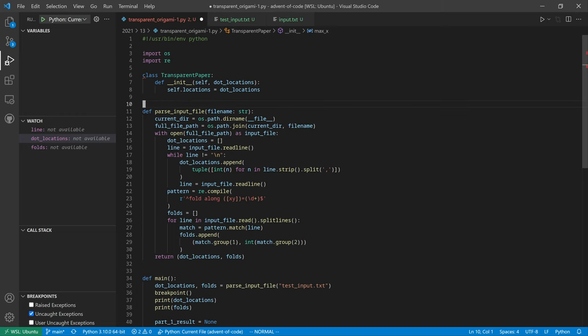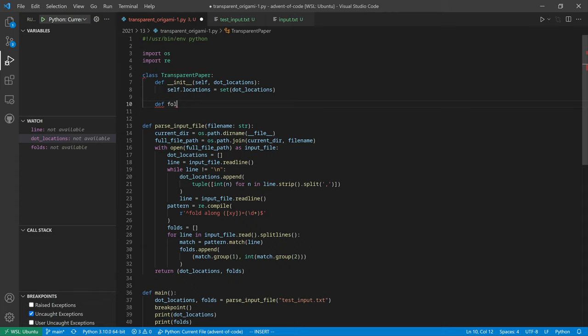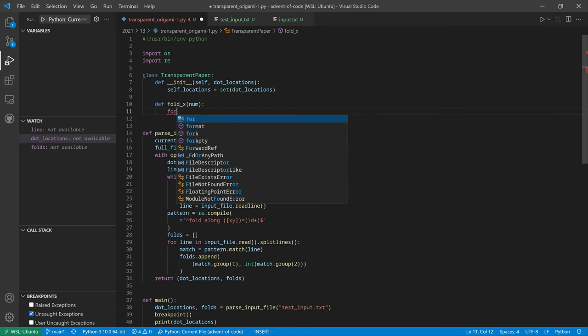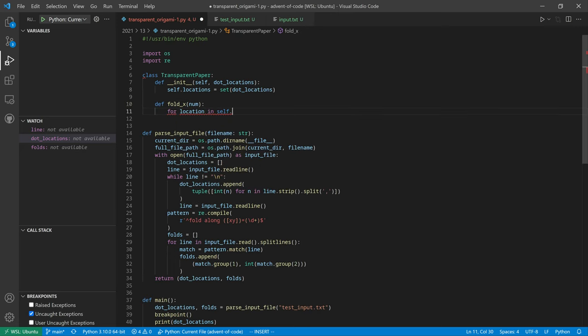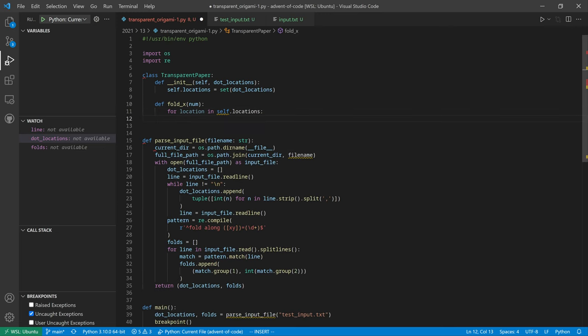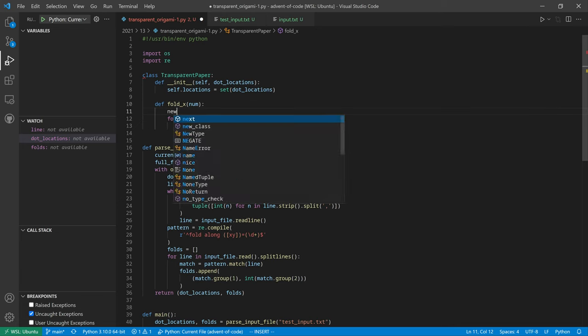So we don't need to set the dimensions. There's going to be a set of dot locations, like this. Okay? And then we'll do a fold. Let's do a fold x, num. Okay. For location in self.locations, take the xy out of there. New set.